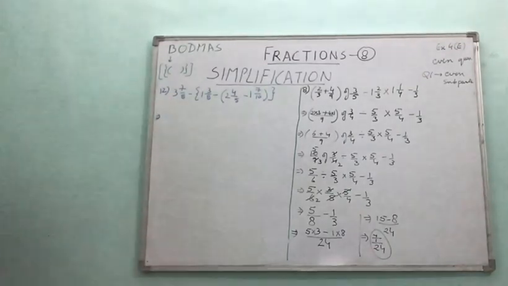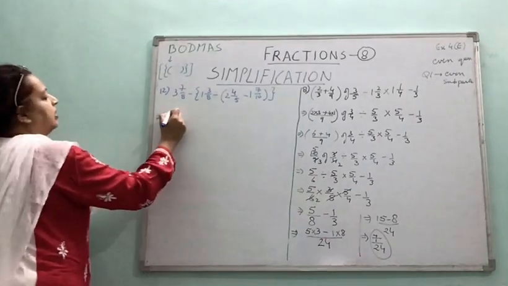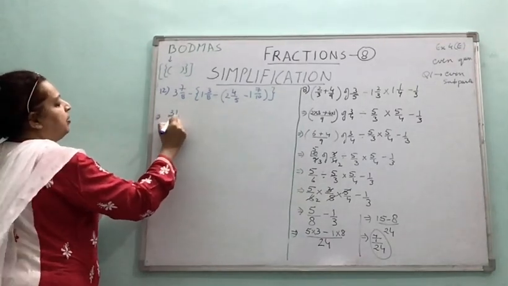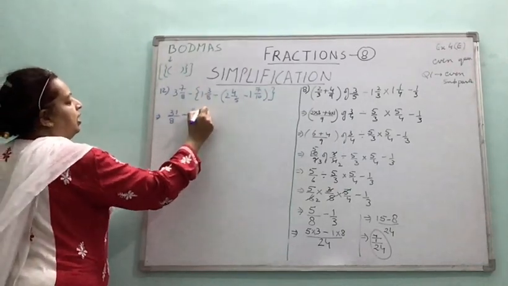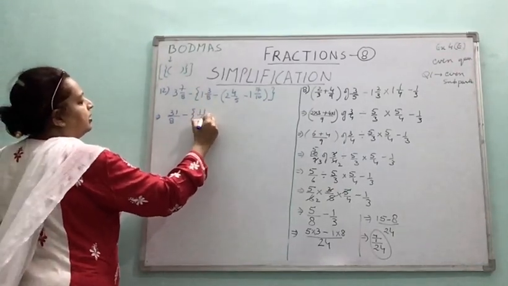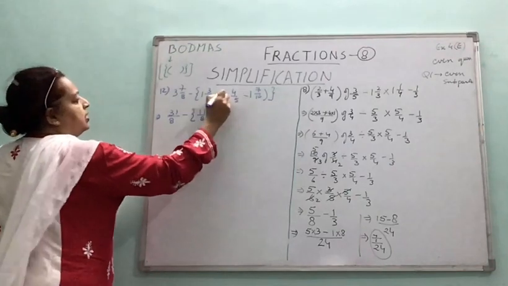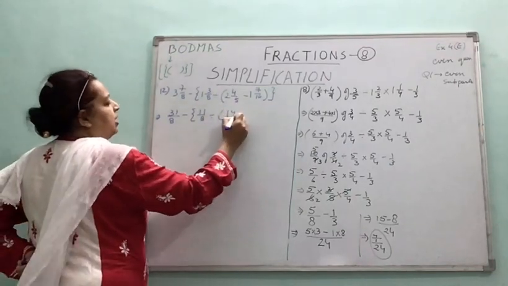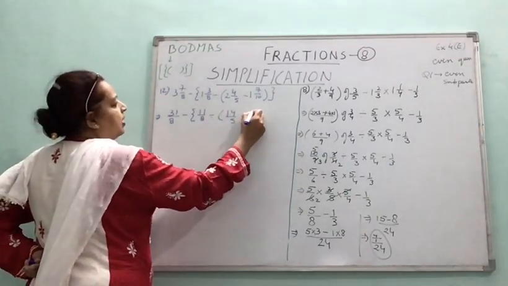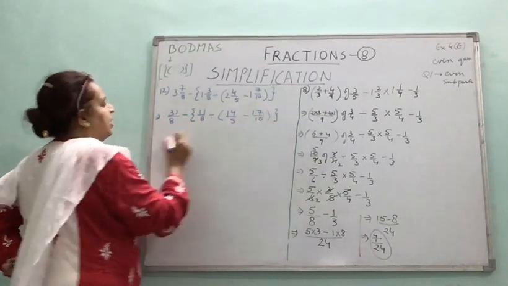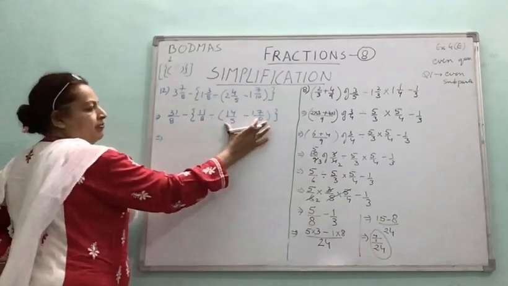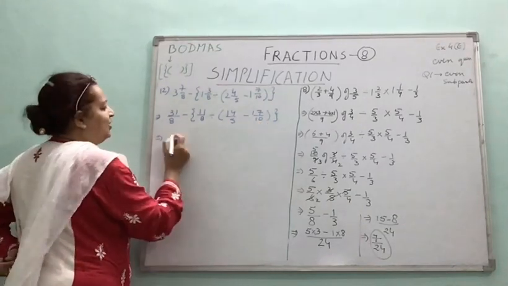8 3 times is 24 plus 7, 31 by 8. 11 by 8. 10, 14 by 5. 17 by 10. Now which bracket? Parenthesis, right children?